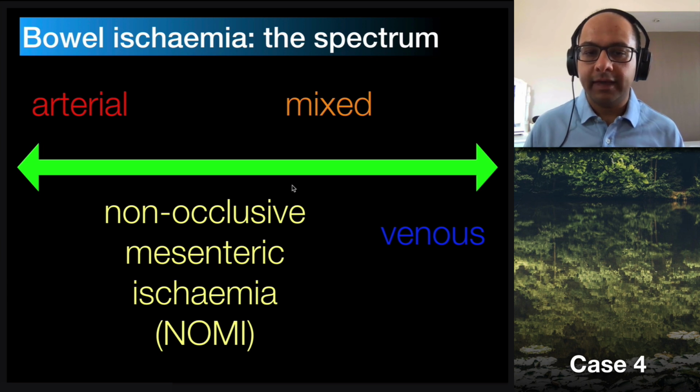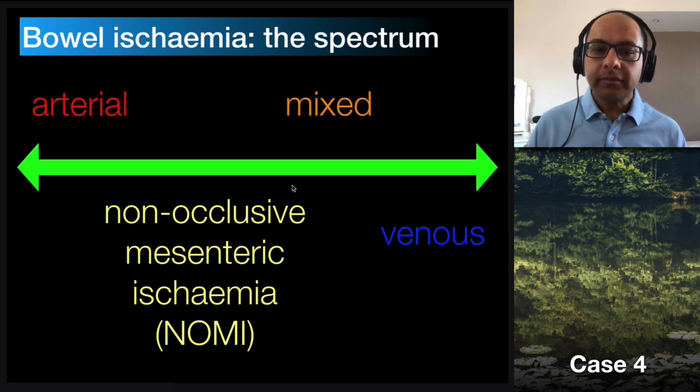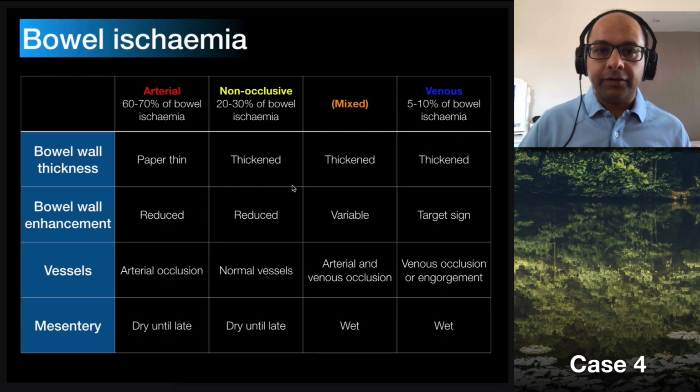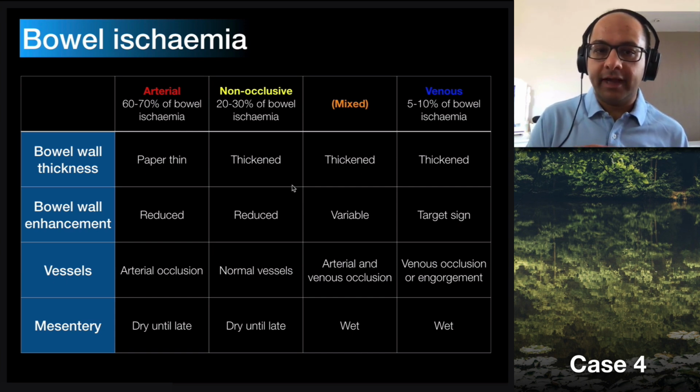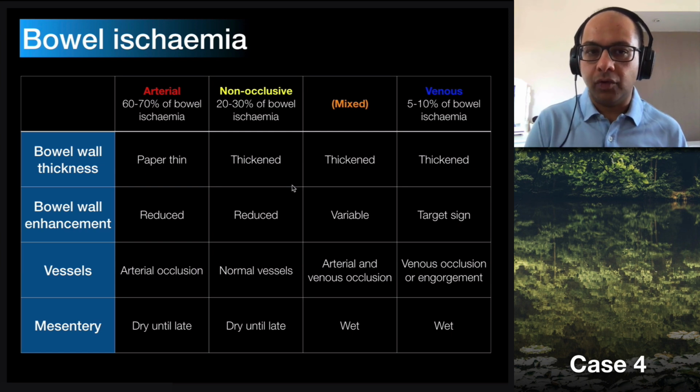This is when you have reduction in intestinal blood flow due to other conditions, and which leads to the bowel temporarily looking very abnormal, but it's a recoverable state. So if we look at the characteristics of bowel wall thickness, enhancement, the vessels and the mesentery, this table shows you what I think are the most typical findings. Now, with all of these, don't forget that there is variability.